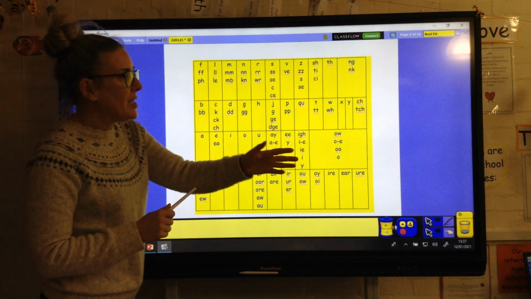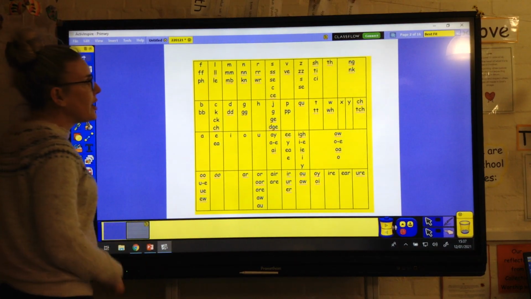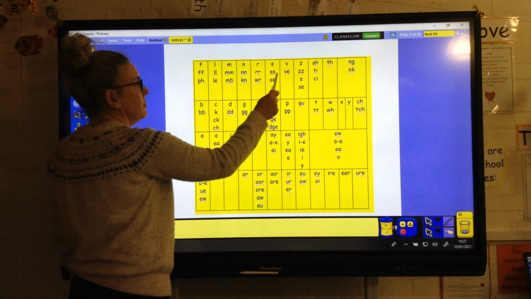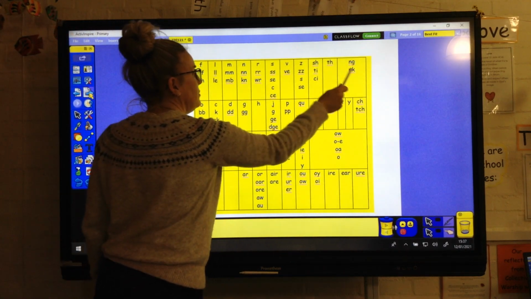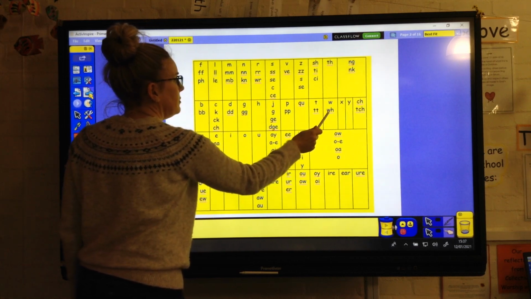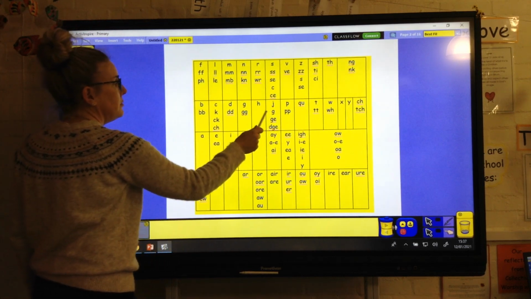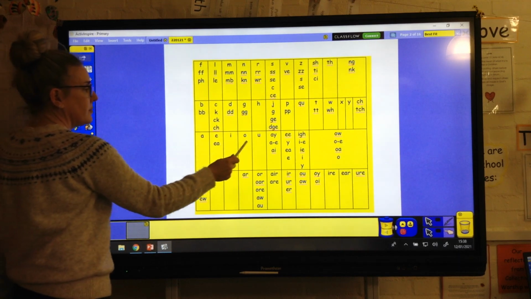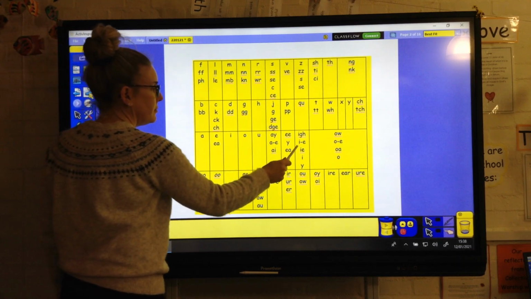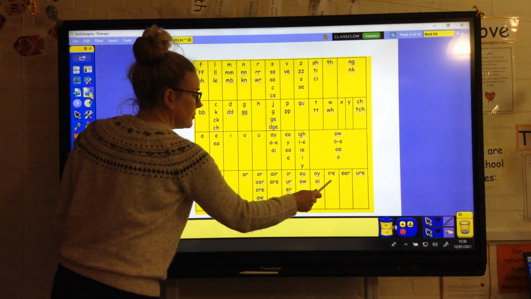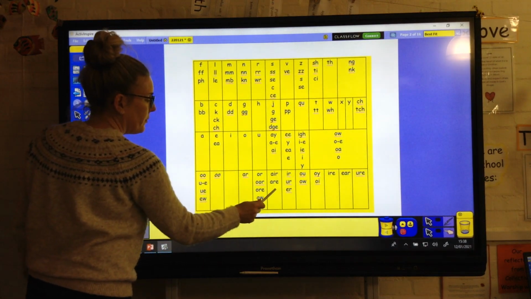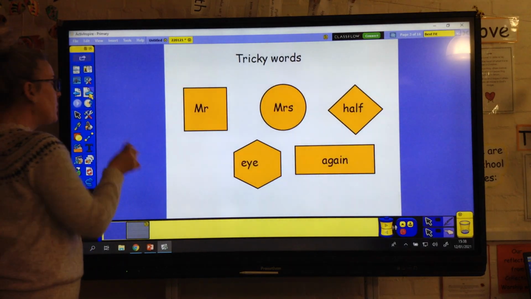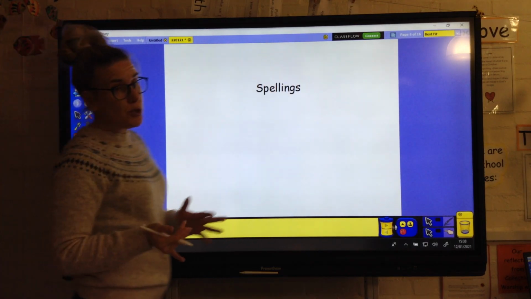So we've got our speed sounds to start our phonics off today. Are we ready? Well done. Now, tricky words, we're not going to go through those because you should have learnt them.